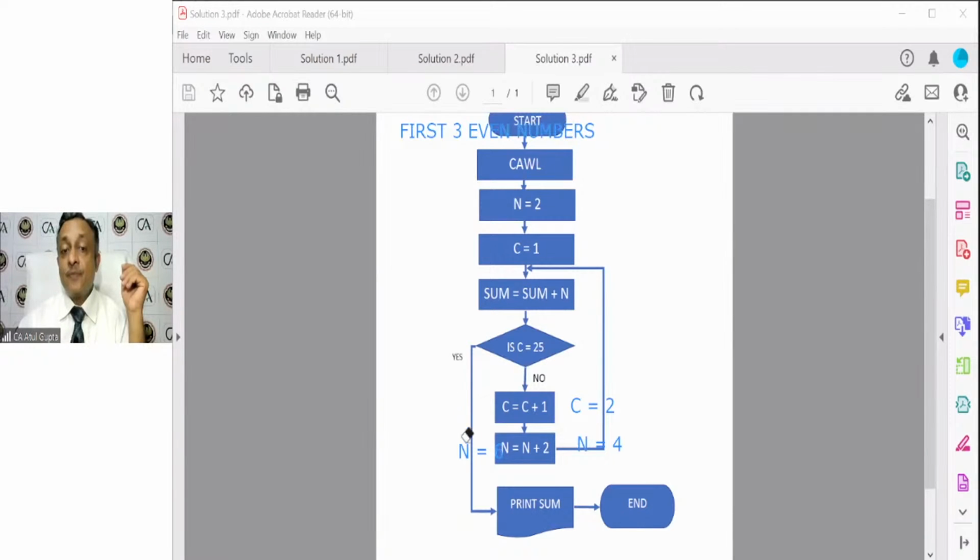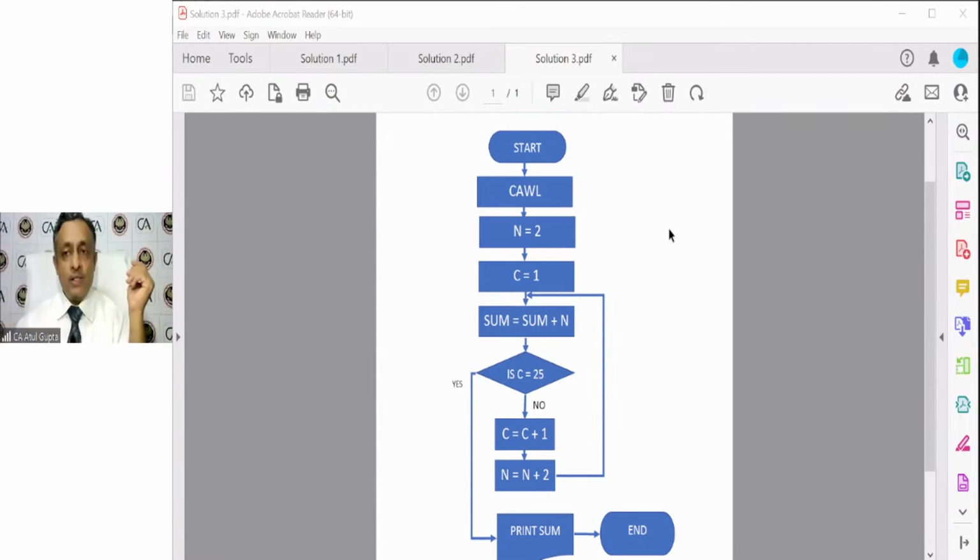So this is what we call a flowchart with a counter. That is how you do it. So that is the third flowchart. Now you need to practice from the module.